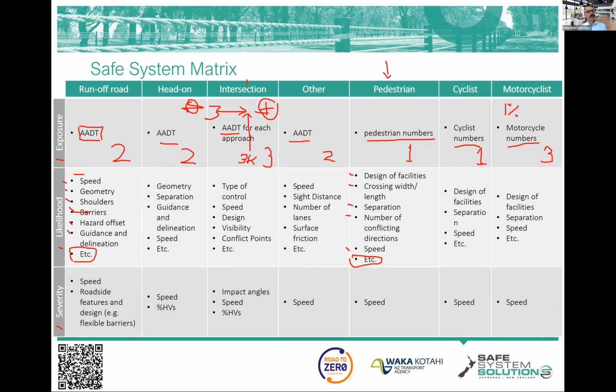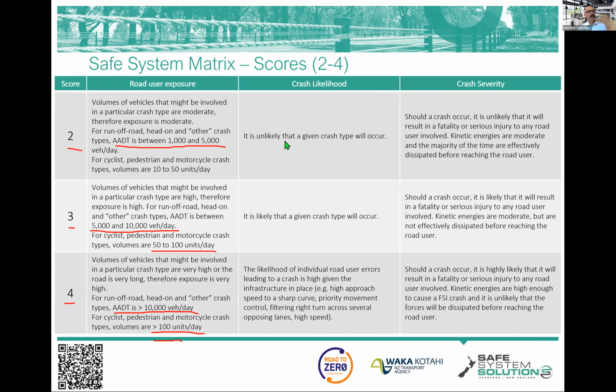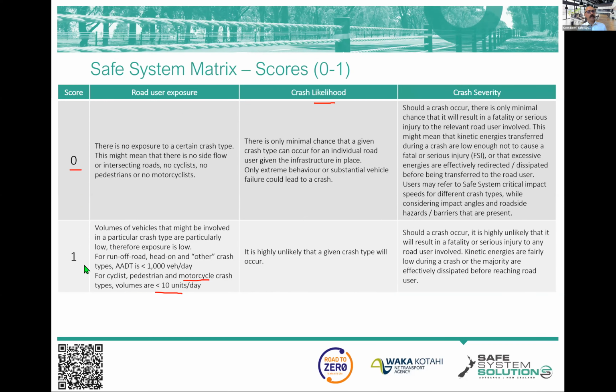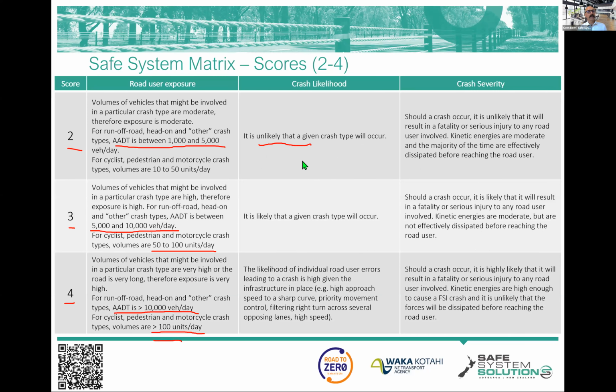And then you need to put a score to this. And while we were fairly objective with the scoring for exposure, when we get to likelihood, it becomes a little more challenging, because let's look at a 1 here. For a 1, it is highly unlikely that a given crash type will occur. 2, it is unlikely that a given crash type will occur. 3, it is likely that a given crash type will occur. So this isn't helping us a lot, is it? You can see how subjective this can be.